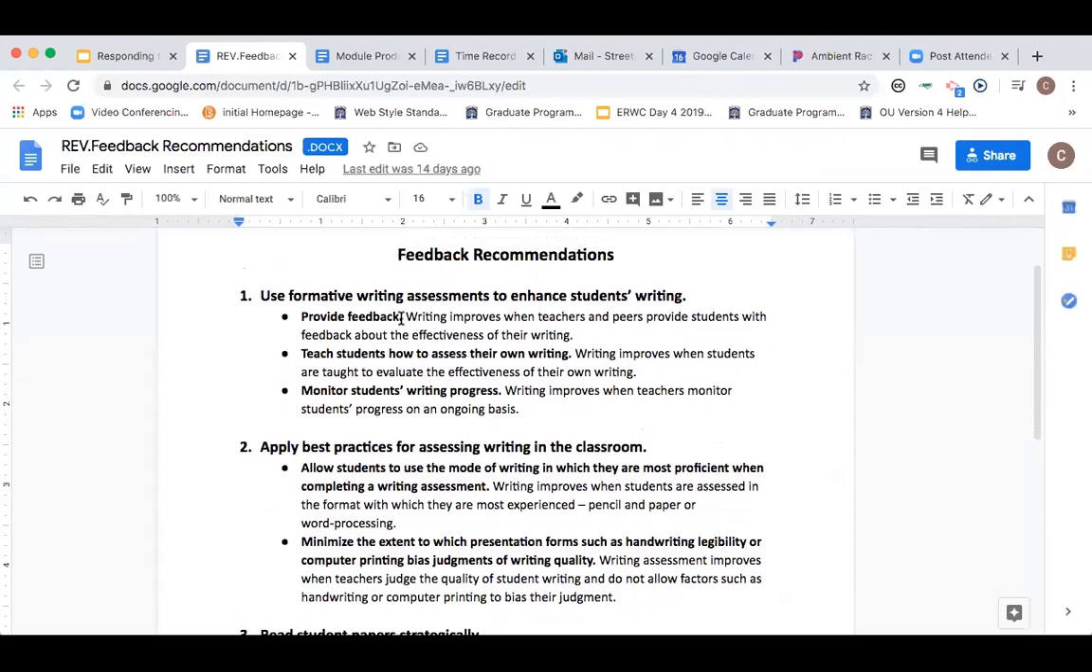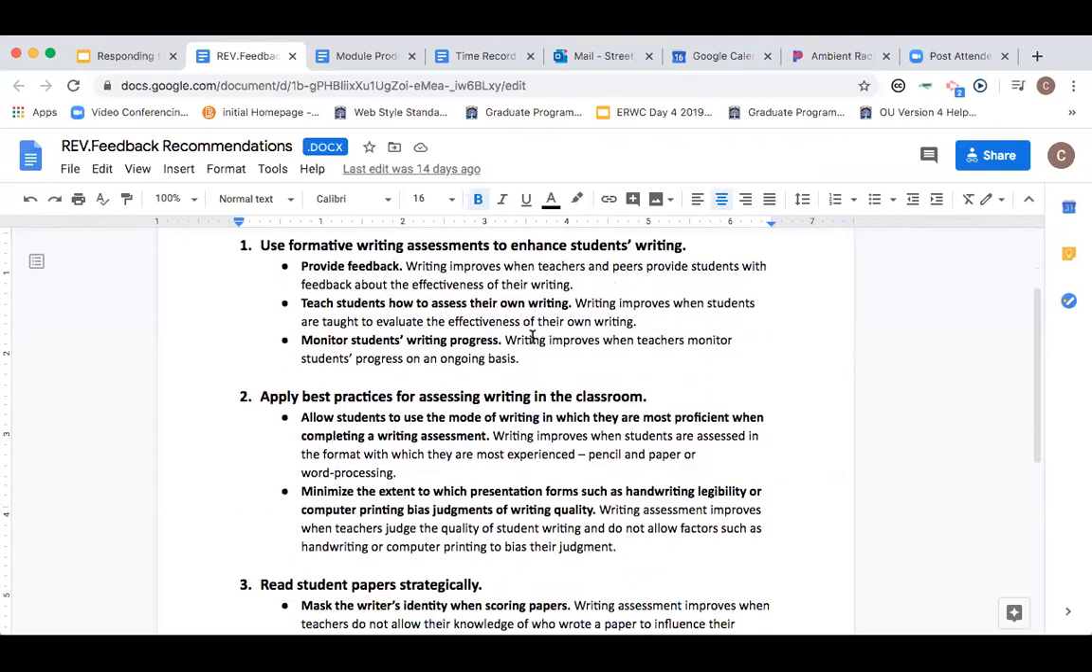Like this first one, provide feedback, is a no-brainer. Obviously, we need to be doing that. But he also looked at the research, and in terms of the kind of feedback that we're giving to our kids, they need our feedback, but they also need to learn how to assess their own writing. And we need to be monitoring students' writing progress. So if you've ever used a writing portfolio to monitor progress over time, that's one great way to do it. So you can see where students start at the beginning of the year and how they develop in a range of genres as writers.